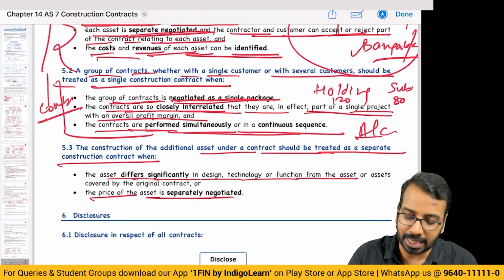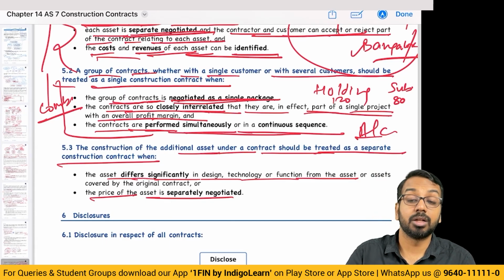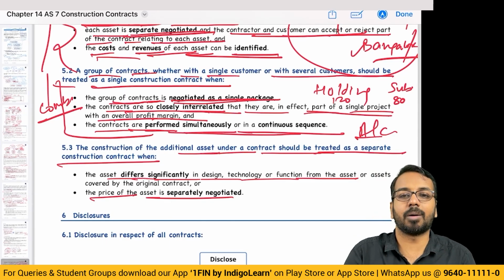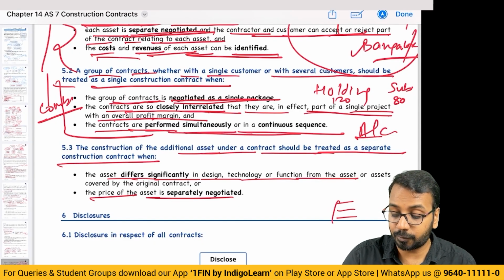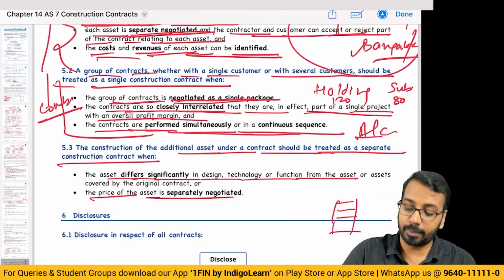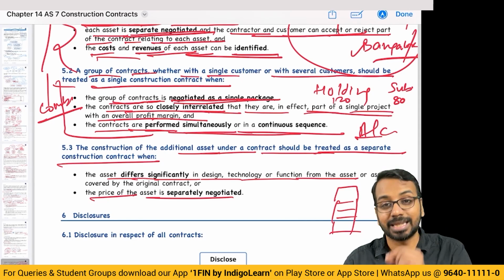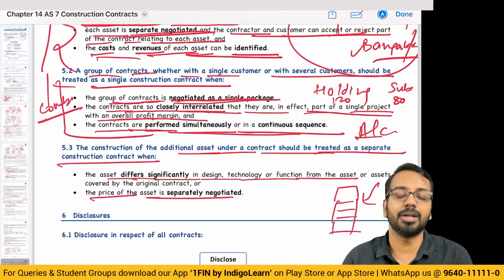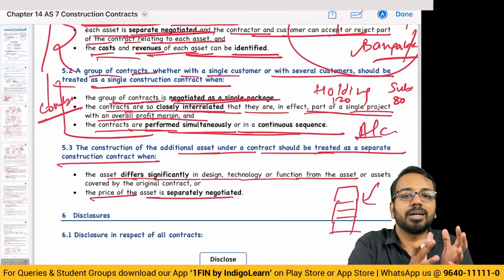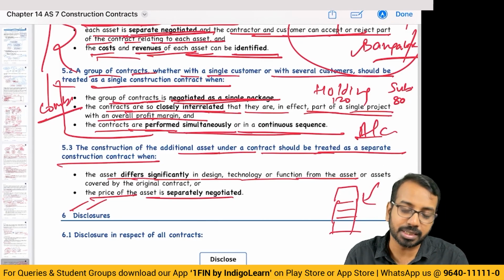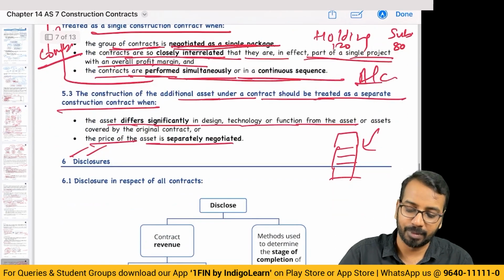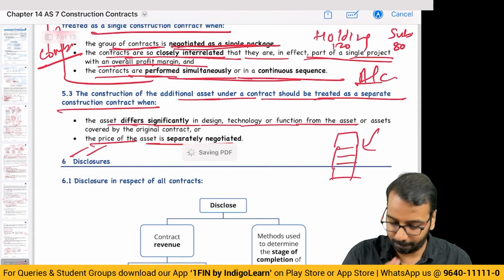In that case, most likely the additional asset, though it is included under the original contract, is a separate contract. But if I have entered into a contract for construction of 3 floors, and you come up and say, sir, let's also build the 4th floor, then in that case it is a part of the existing contract. So looking at the facts and circumstances of each case, you have to decide whether it is separate or not. Okay. So let us see some questions.